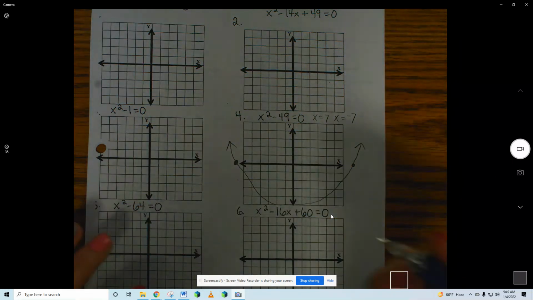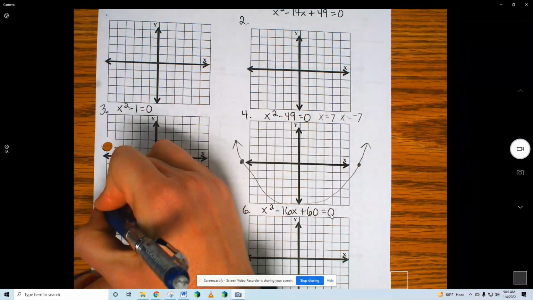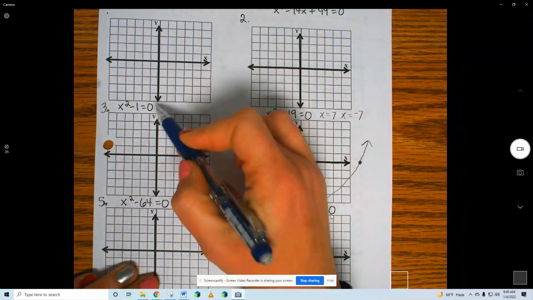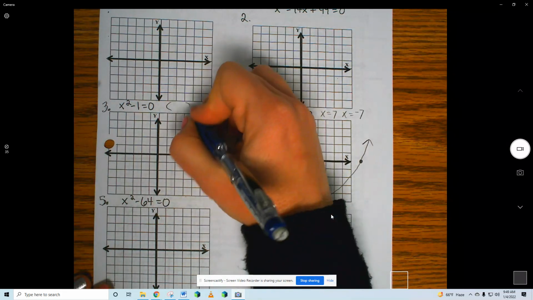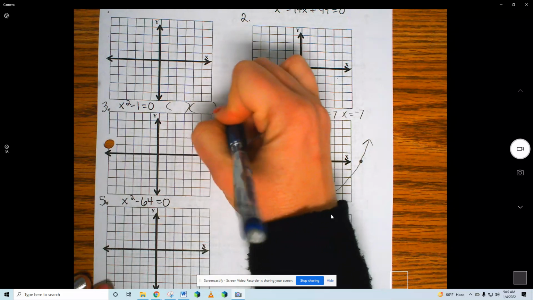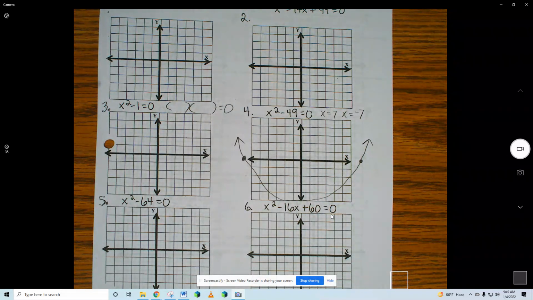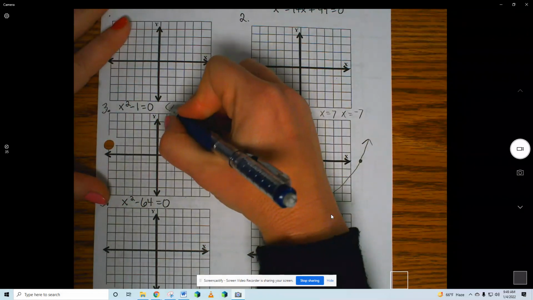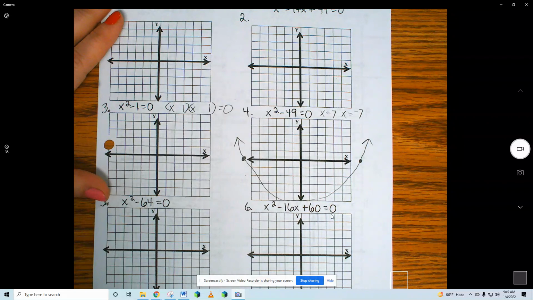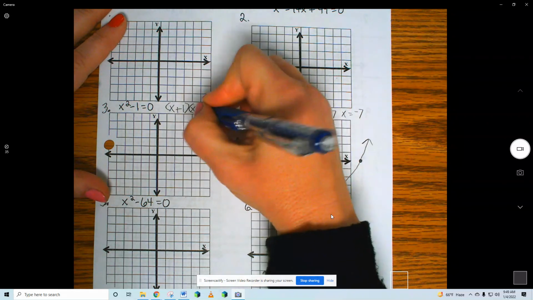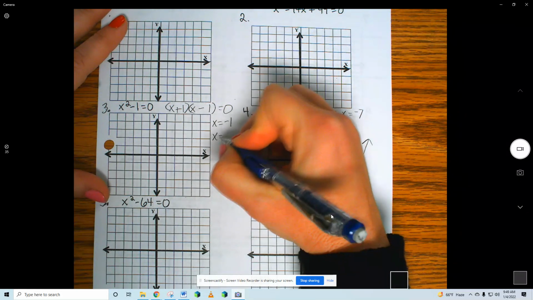Number 3 and number 5 are also kind of special because they're difference of squares. What two numbers make 1, you guys? What times what makes 1? 1. This is again a difference of squares. x plus 1, x minus 1. My two solutions are x equals negative 1 and x equals positive 1.